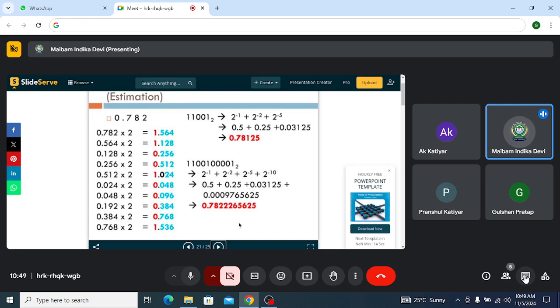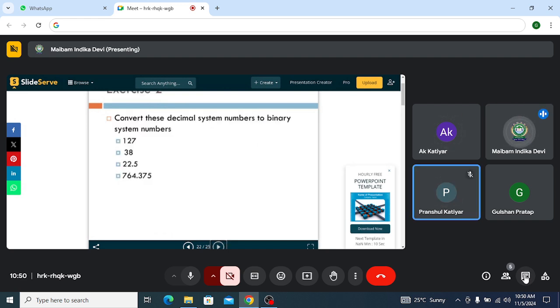Okay, yes or no? Yes, ma'am. Okay, now you can practice on this question. Convert these decimal numbers to binary numbers. It has fractional parts. Calculate only question number 1 and 3 first.